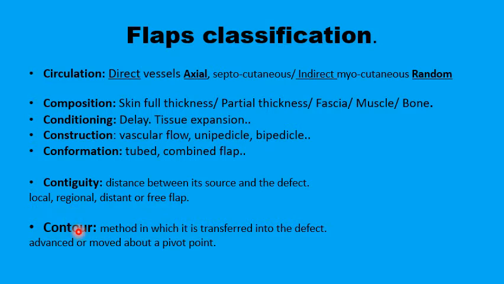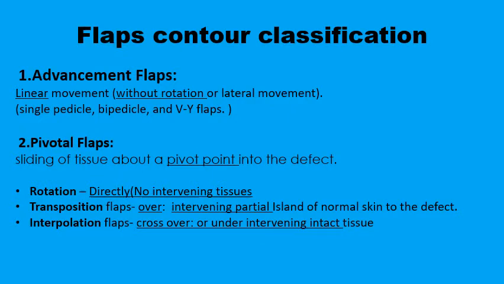The contour is one important aspect of classification because it refers to the method used to transfer the flap into the defect, either through advancement of the flap in a linear movement or rotation around a pivot, like in rotation flaps and so on. This last C, referring to the contour of the flap, forms the basis of a common system of classification of the flaps into advancement and pivotal flaps.